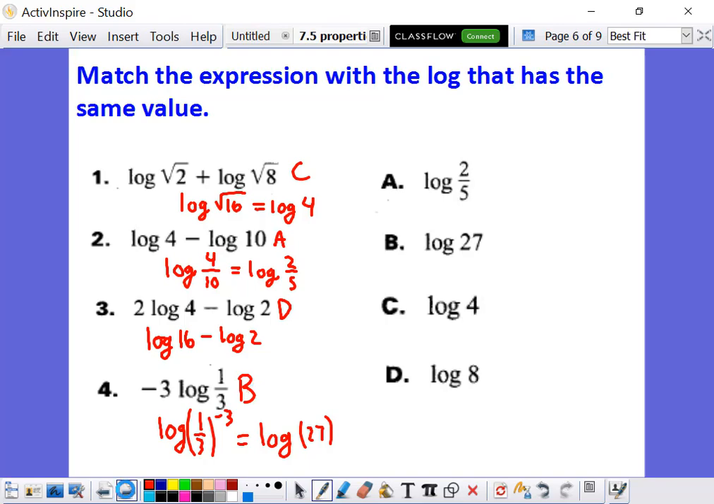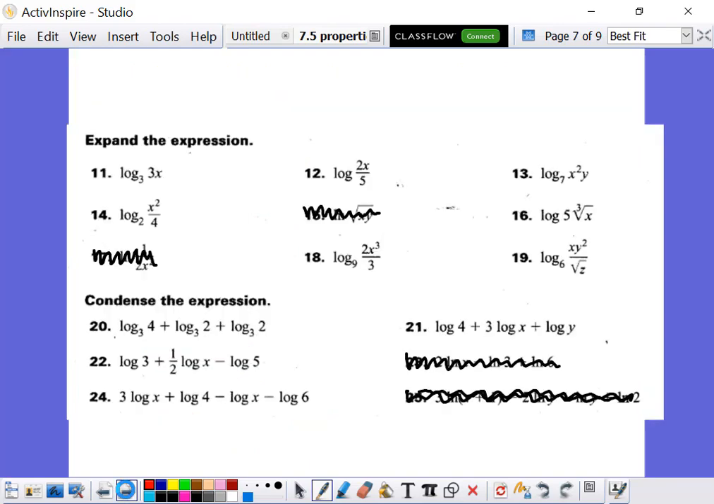Okay, the next thing is there's a set of questions that you are going to practice. So you have two different directions you're going. At the top, we're going to expand. At the bottom, we're going to condense. Okay, the top we're going to expand. The bottom we're going to condense.